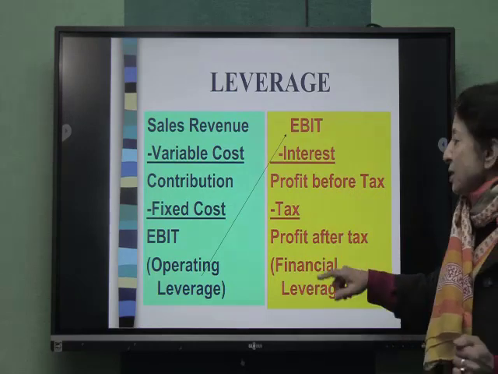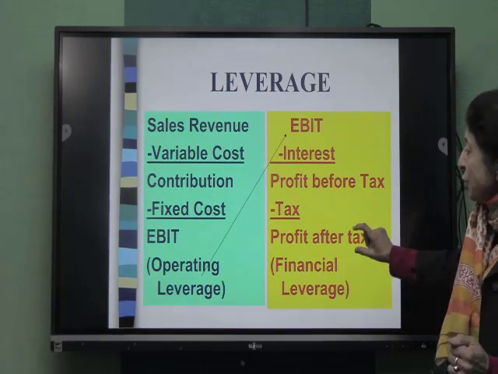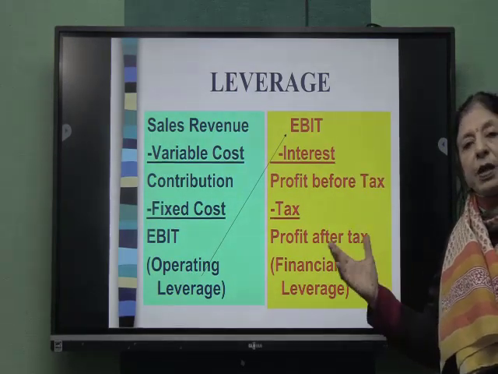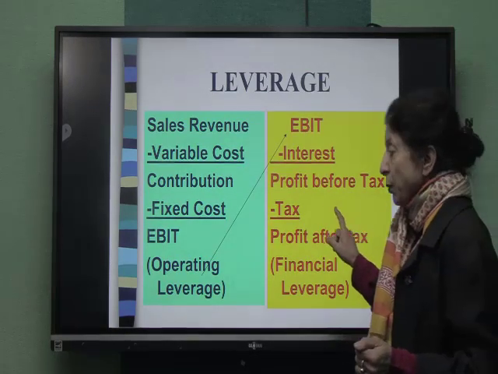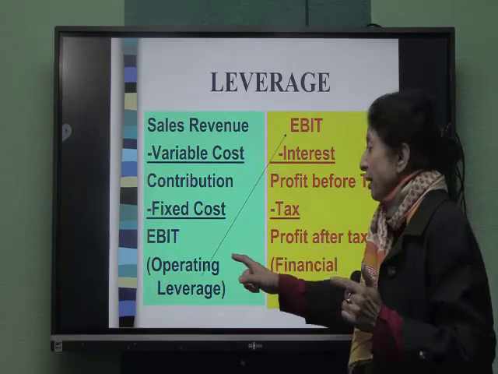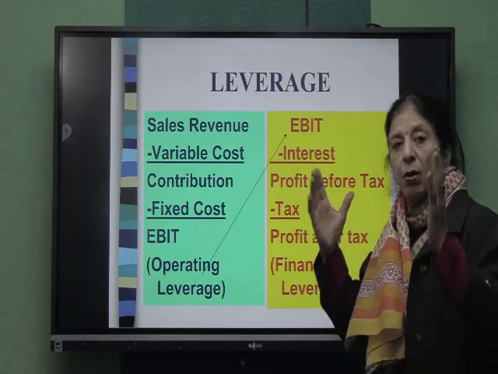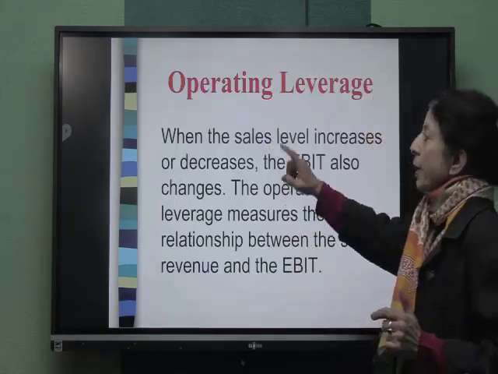Minus the taxation gives you the profit after taxation, and the relationship between the profit after taxation and EBIT will be called the financial leverage. Therefore, if we multiply both, the operating leverage into the financial leverage will be called the total leverage. Okay, just see. Now read it.